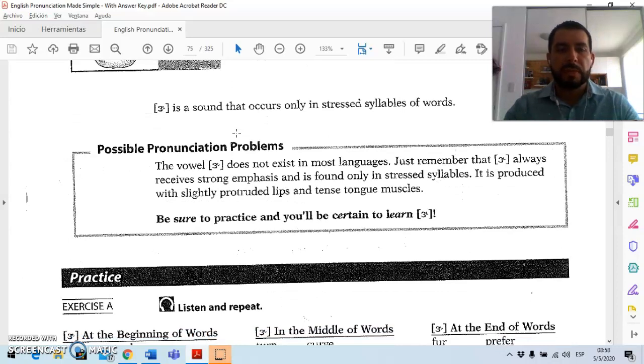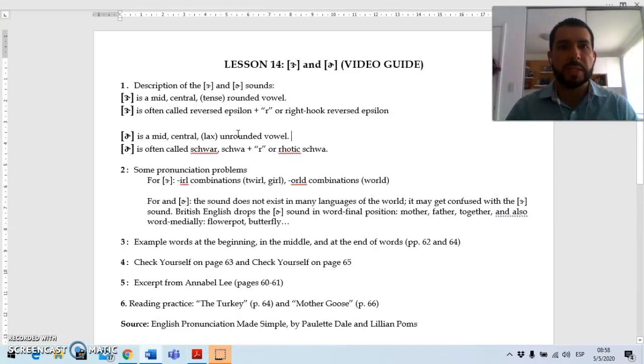And before I do that, I want to speak about some pronunciation problems for the two sounds. With the stressed one, the tense one, the problem is that this sound doesn't exist in many languages of the world, and so many students get confused and they substitute it with other sounds. Another pronunciation problem is that there are some clusters which tend to be problematic. So, for example, the word girl, the earl cluster or combination, that's very complicated. Or the word world, because you have the r and the l together. And so that's problematic sometimes.